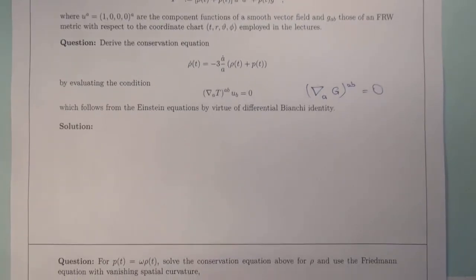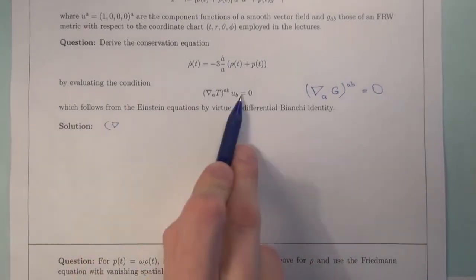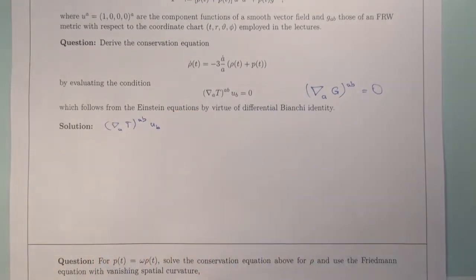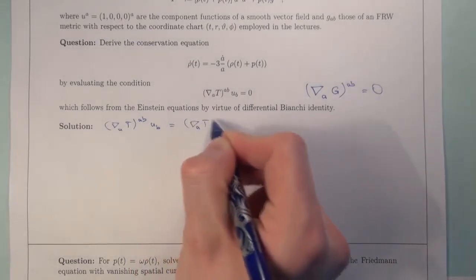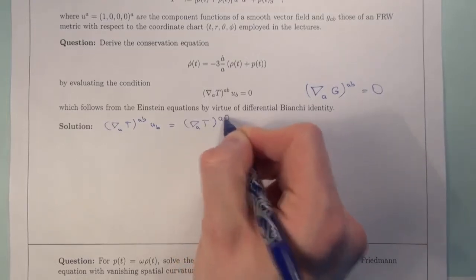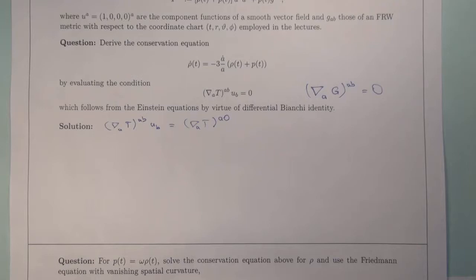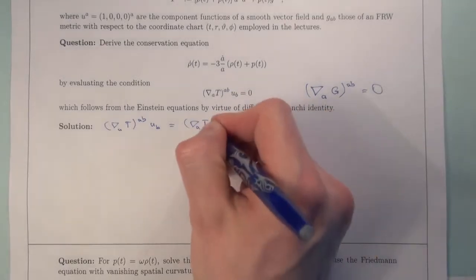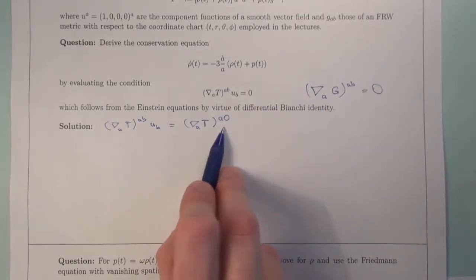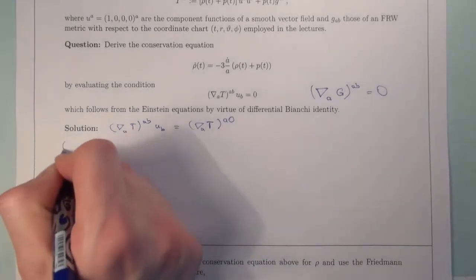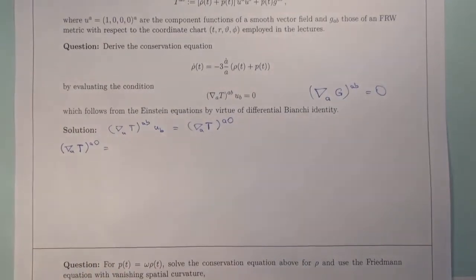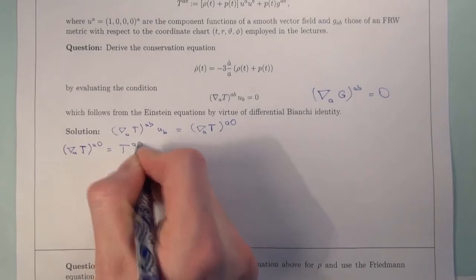Okay, so we start by evaluating this condition. So nabla_A T^{AB} times U_B, but this is just nabla_A T^{A0}. Maybe some minus in here, but this doesn't interest us because the other side is 0 and this would cancel. So that's the expression where we start, and we just write this. So nabla_A T^{A0} is, okay, so we have T^{A0}_{, A}.